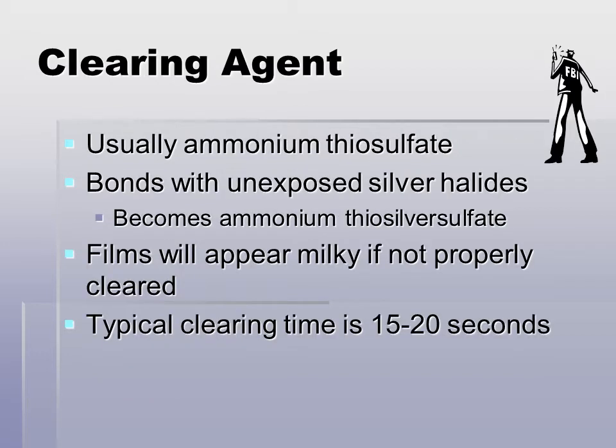So the clearing agent is usually ammonium thiosulfate. It bonds with unexposed silver halides and becomes ammonium thiosilver sulfate. Films will appear milky if not properly cleared. Typical clearing time is between 15 to 20 seconds.